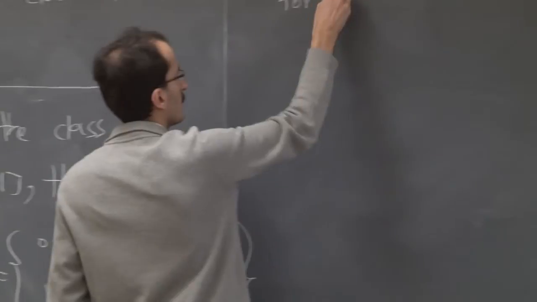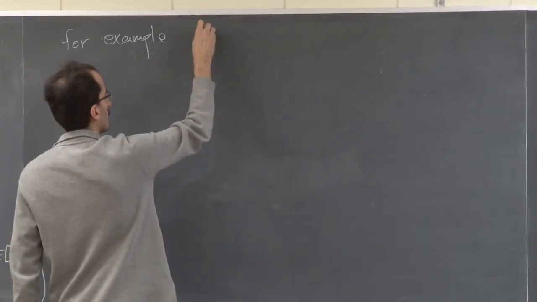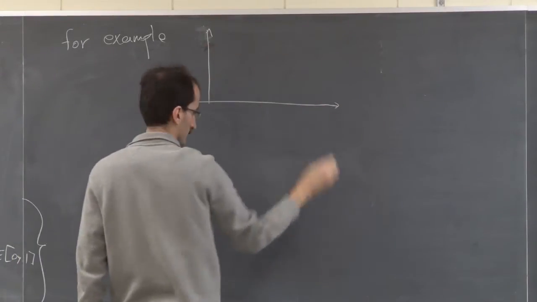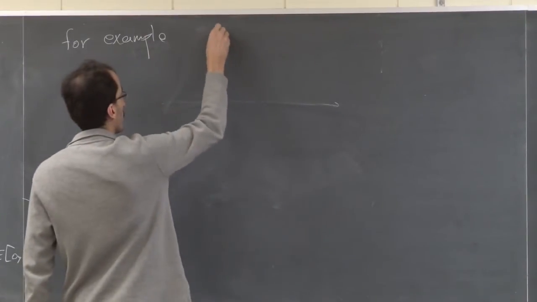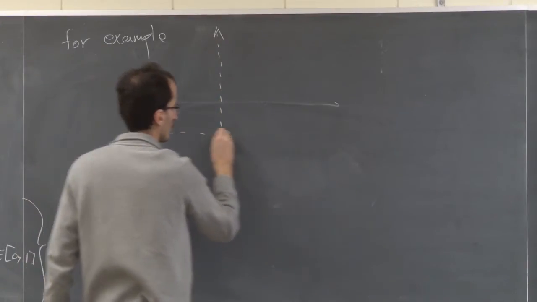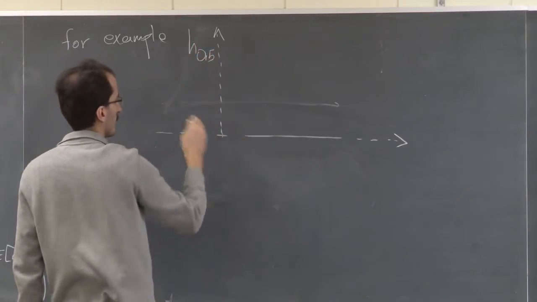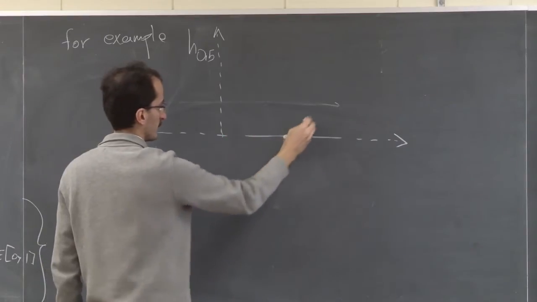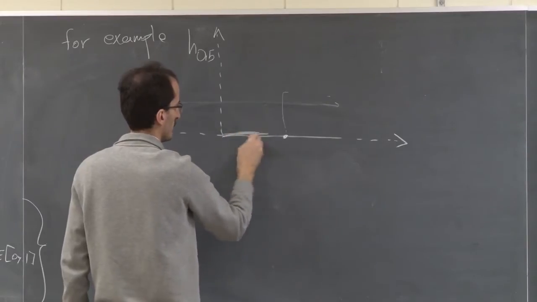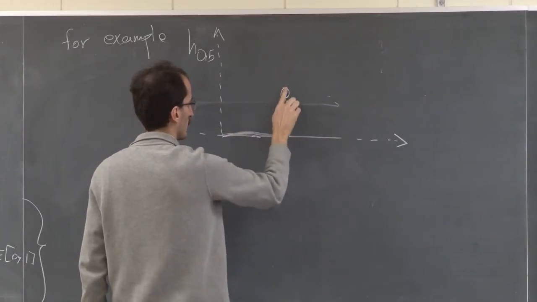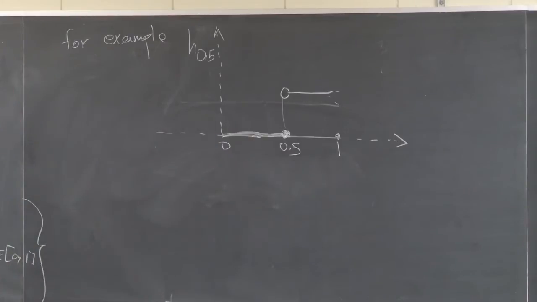So for example, we can draw one of them, like h with threshold point 0.5, and it will be 0 here, and 1 afterwards.